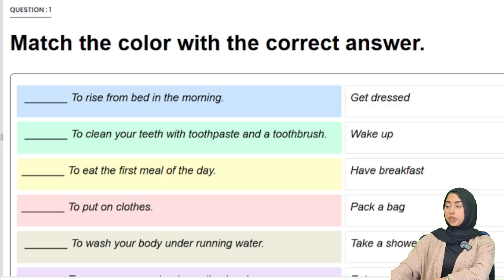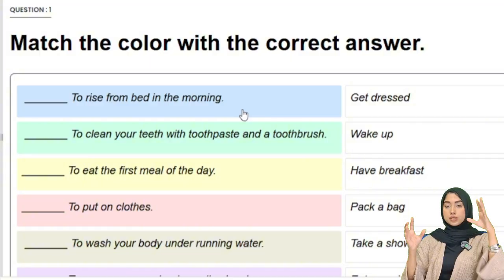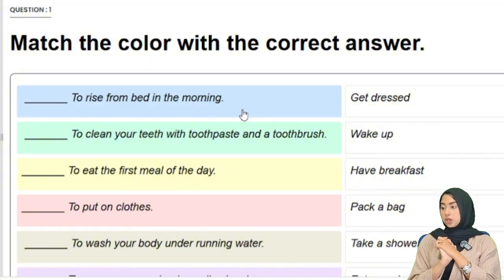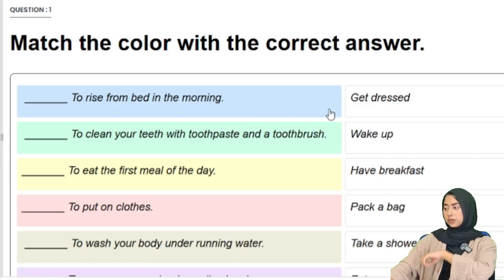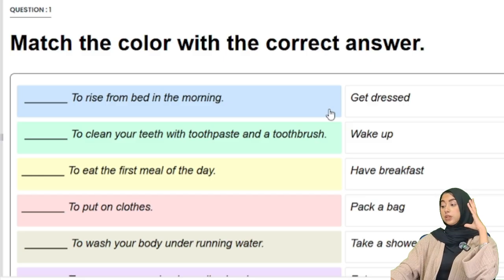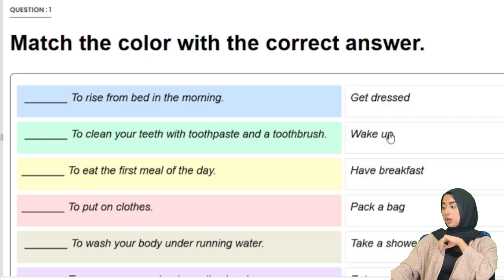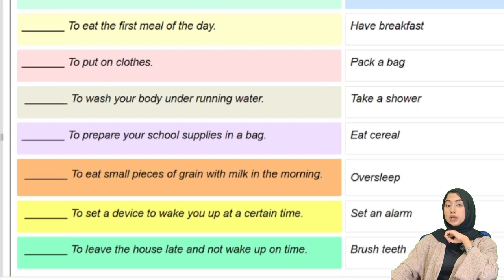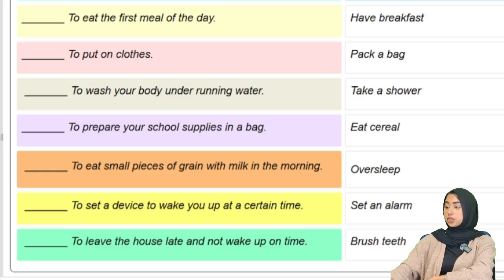Alright, so all we have to do here is just to match the word with the sentence, like we will match them together. So the first one, to rise from bed in the morning. This is the definition of which word? To rise from bed in the morning. Exactly, wake up, thank you. Alright, to clean your teeth with toothpaste and toothbrush. It means, or this definition of, yes, good job, brush teeth.